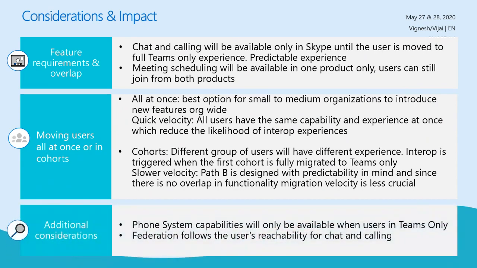Okay, additional considerations again, like phone system capabilities, like PSTN and other meeting rooms, and all those things will be available only in Skype for Business unless it is moved to Teams only mode. Federation allows the user reachability for chat and calling. So all these are the considerations that impact you when you go with this particular approach.